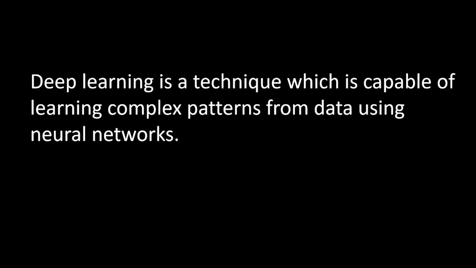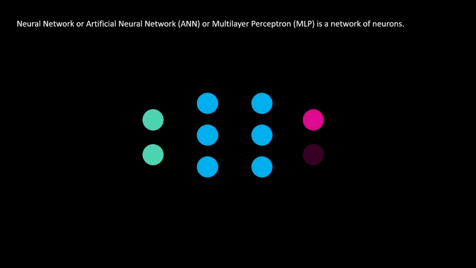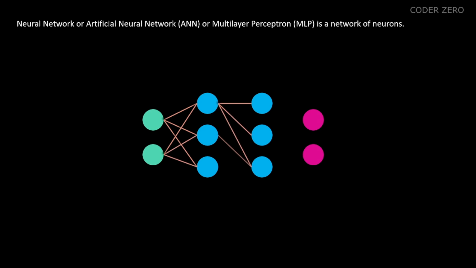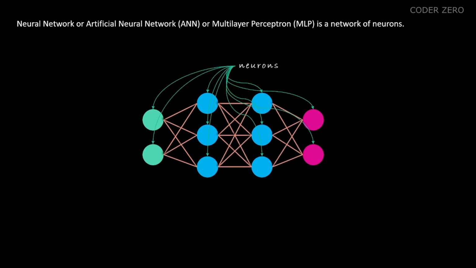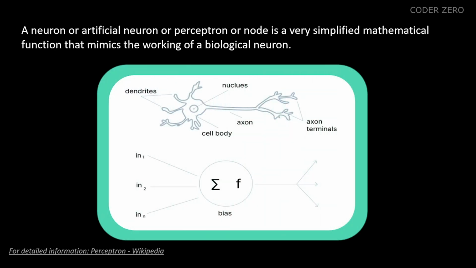So what are these neural networks? A neural network or artificial neural network, or also known as multi-layer perceptron, is simply a network of neurons. Now, what are these neurons? A neuron or artificial neuron or perceptron or node is a very simplified mathematical function that mimics the working of a biological neuron.